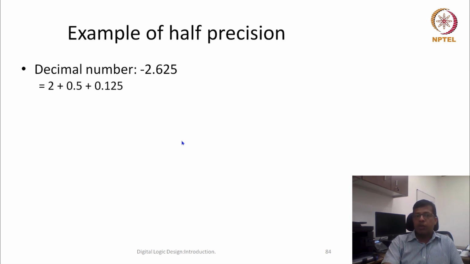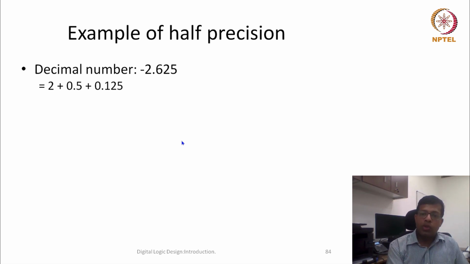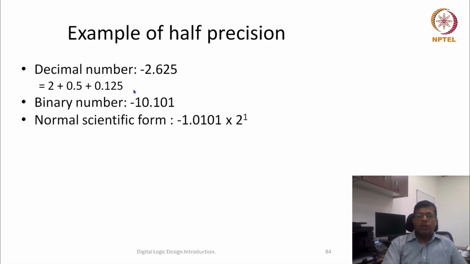So let's say we have taken this example in single precision numbers also. Let's do it with half precision. We can do it quickly because we have anyway done this in our previous lecture. So let's say the decimal number is minus 2.625. Now I can represent that number using 2 plus 0.5 plus 0.125. Now we can say the binary number is, 2 means 10, and this is 1, this is 01. So the normal scientific form would be minus 1.0101 times 2 to the power 1.